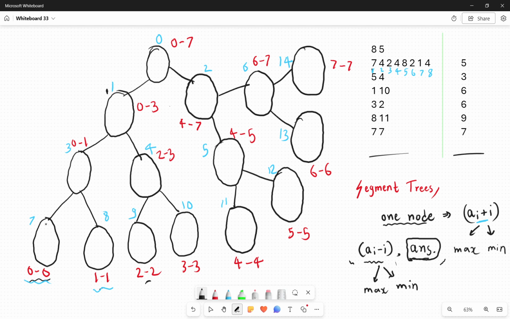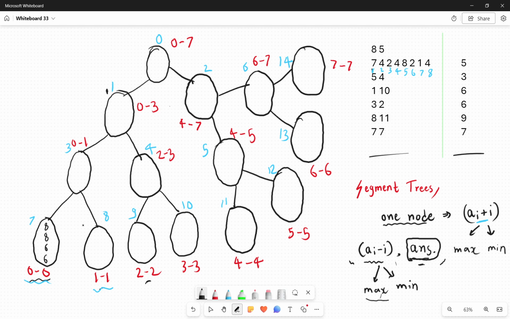Okay, so the value stored would be 8. I'll write the answer outside of this circle. So this fifth element of the node, I'll write it outside of the node. So what about ai minus i? So 7 minus 1 is 6.